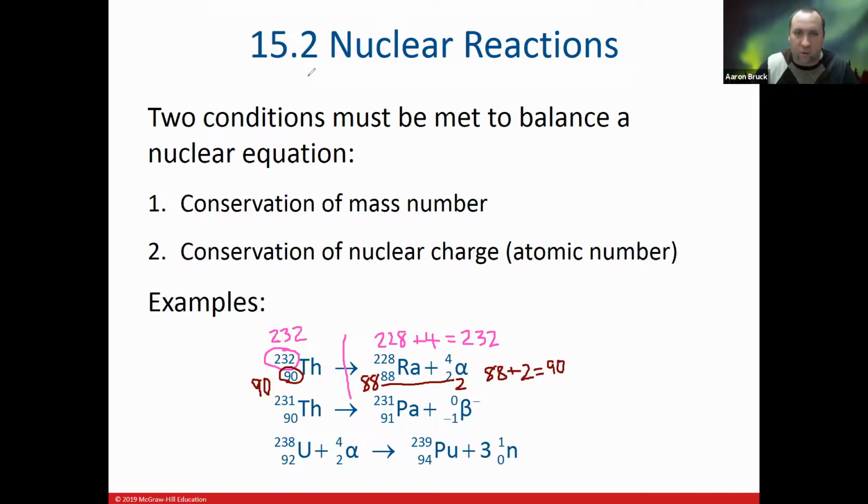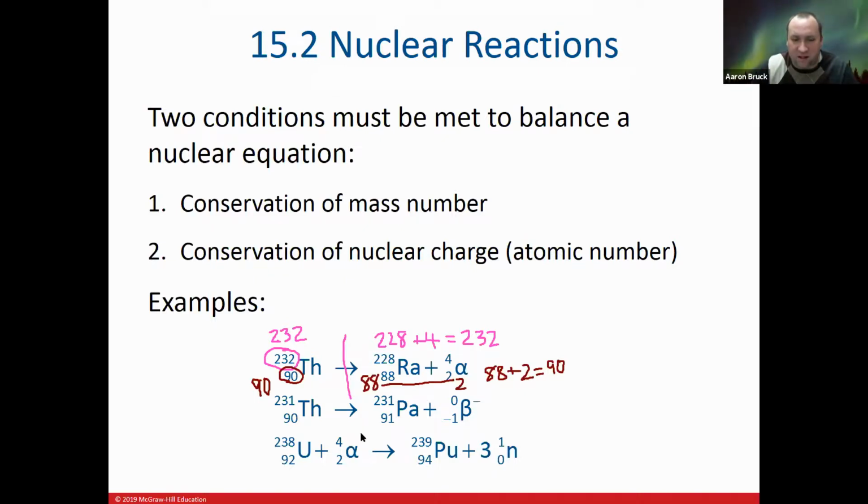So if I look at the thorium here, my thorium-231, I have 231 as the mass. 231 plus 0 gives me 231 for the mass on the product side. I have 90 as my charge. 91 plus -1 gives me 90 for the charge on the product side. This also applies to other kinds of reactions as well.